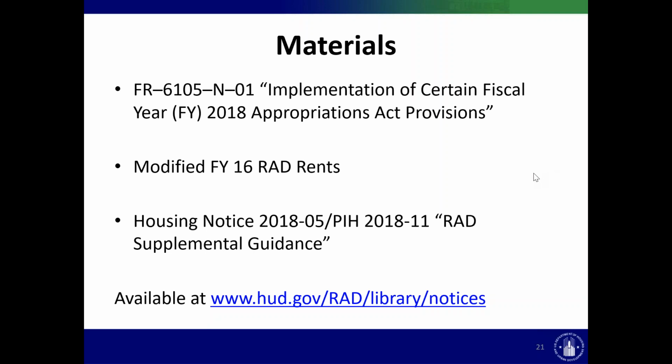So we're asked, will you be updating the RAD tools? Can you provide an option for small PHAs to see if the RAD rents or HCV, housing choice vouchers, would be better for conversion? So we are working on updating the inventory assessment tool. The other thing to say is that the rents that we've posted, the modified FY 2016 RAD rents, that spreadsheet also includes the fair market rents, which is at least a proxy for what the housing choice voucher rents are.